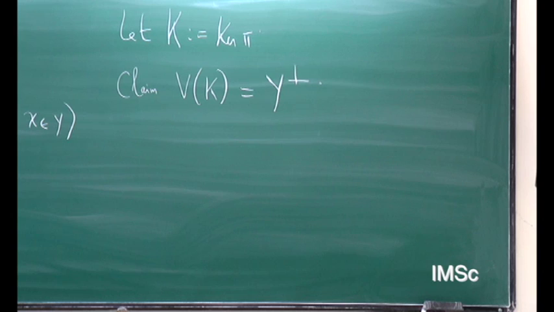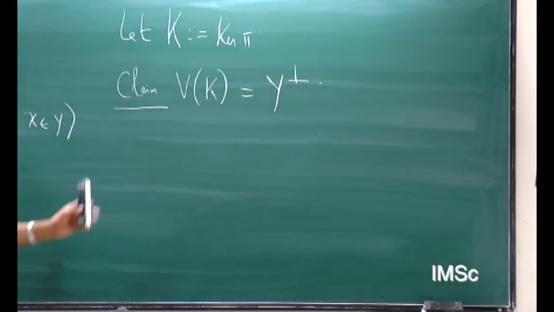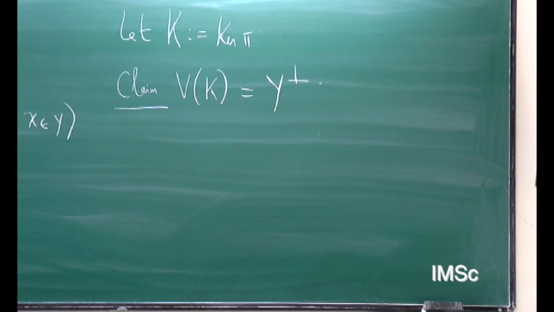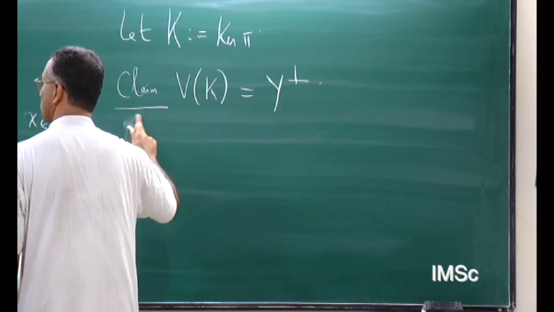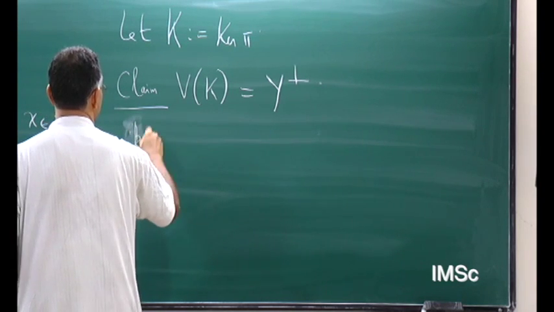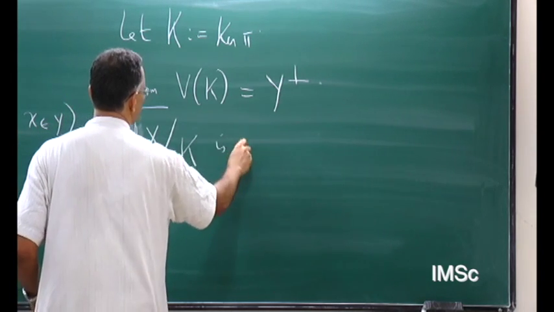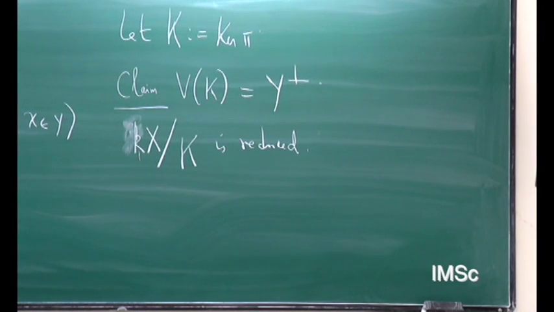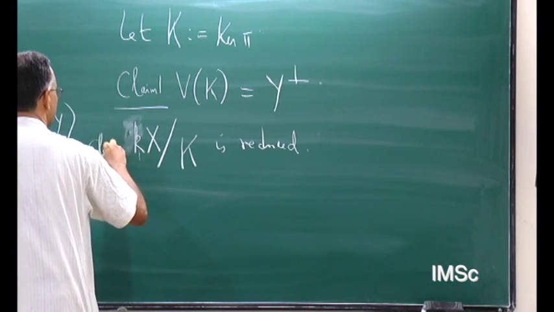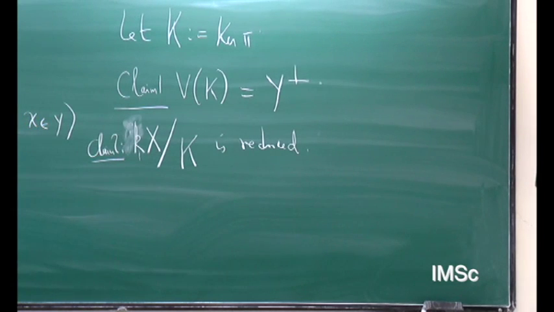Okay, this is one claim. Let me not try to prove that. I claim that's easy to see. Then furthermore, that this is reduced, right? So claim 1, claim 2. That claim 2 follows from the fact that x mod y has no torsion.